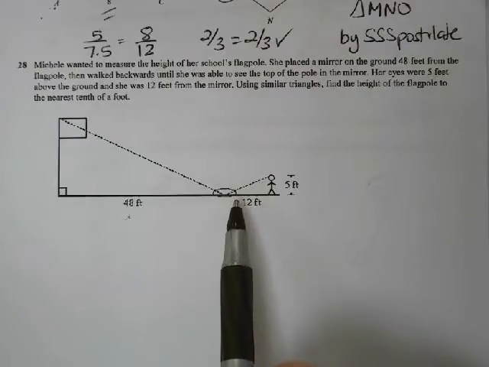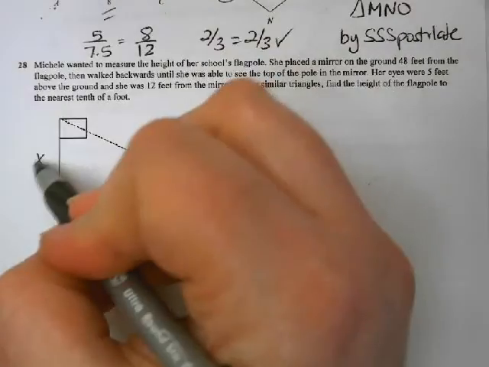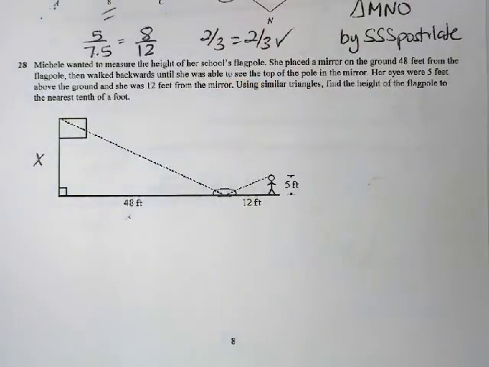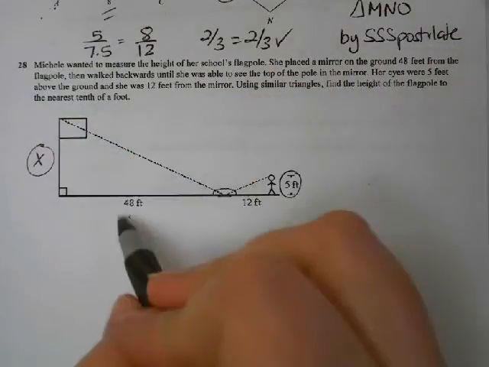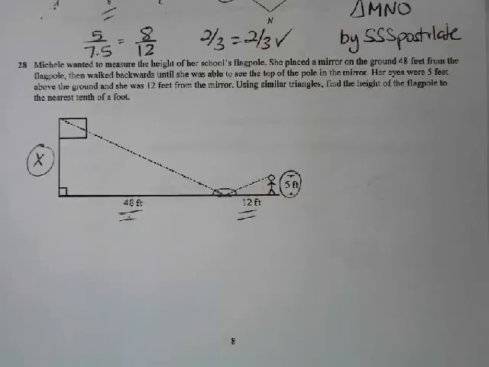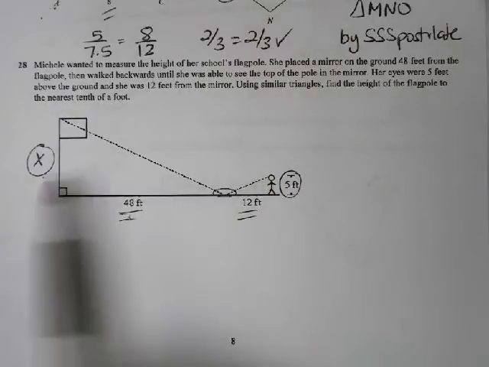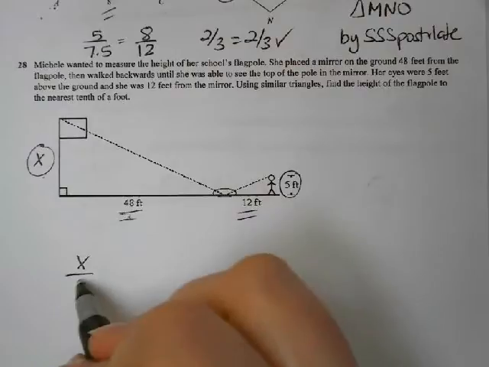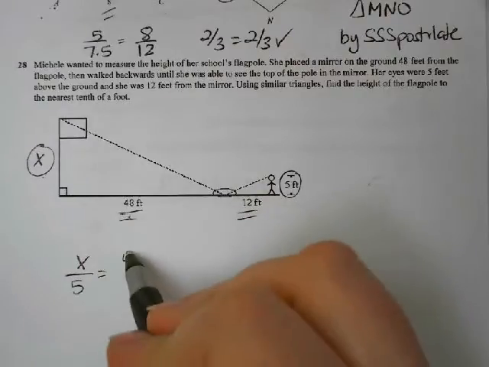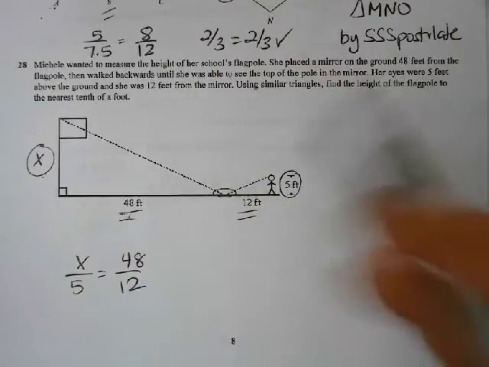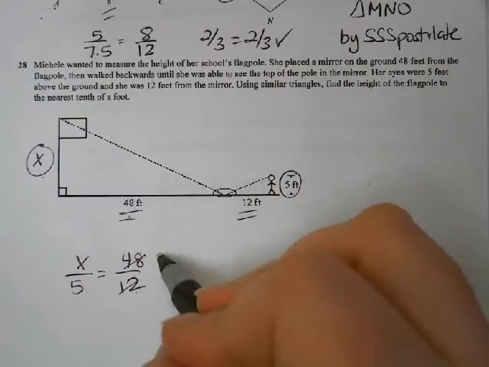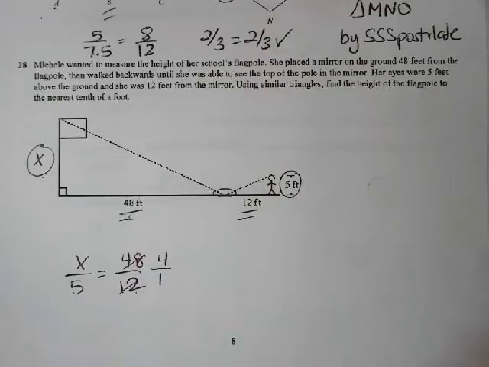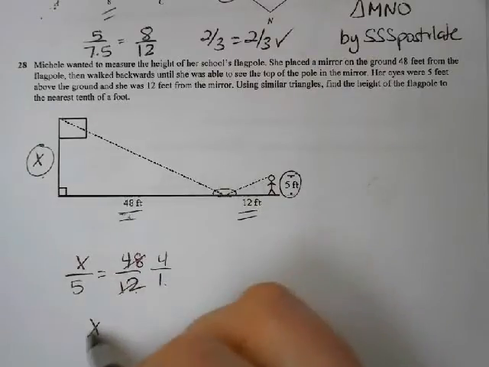So we know what to compare to what. Okay, so the height here, 5 compares to x, 48 compares to 12. So pick a pattern. So I'm going to go large triangle to small. X is to 5 as 48 is to 12. I also notice here I can reduce this fraction right away so that it makes life a little bit easier. So 1 times x is x. 5 times 4 is 20. So we know this is 20 feet.